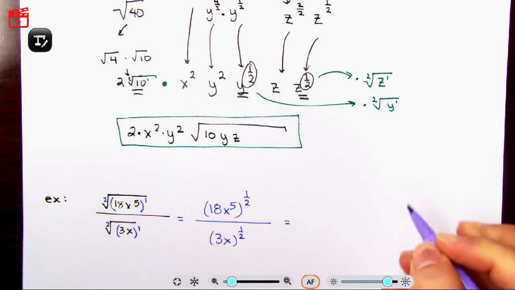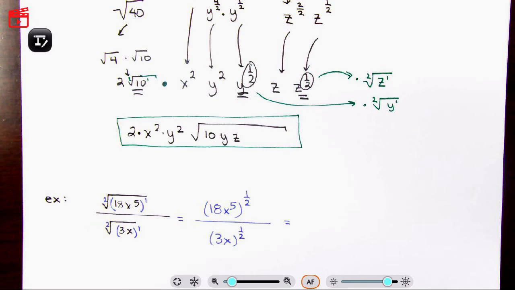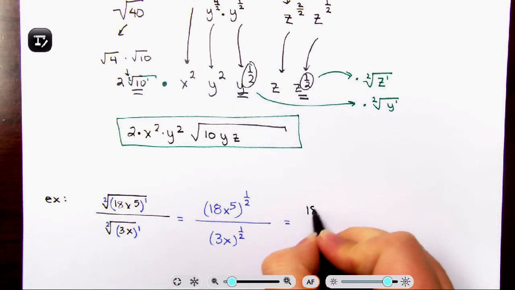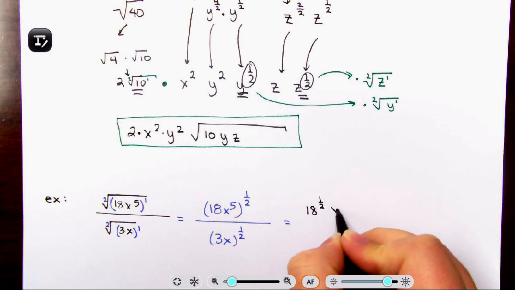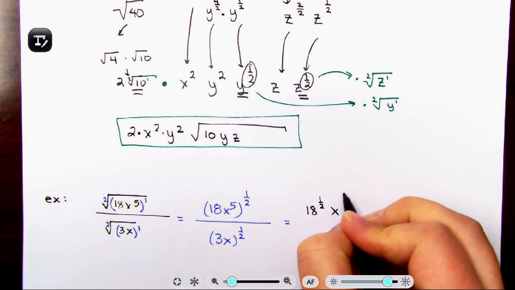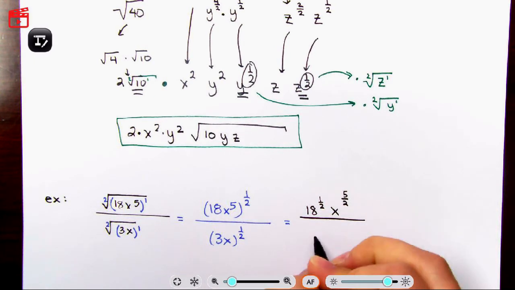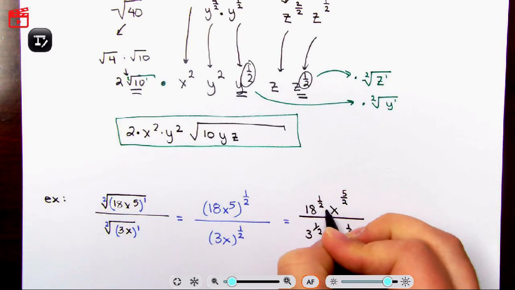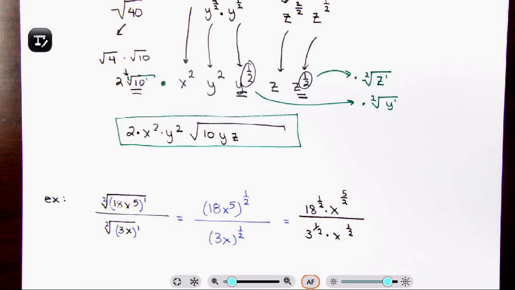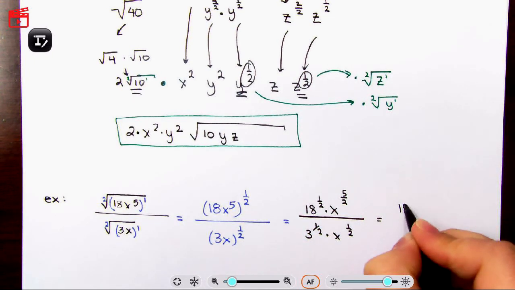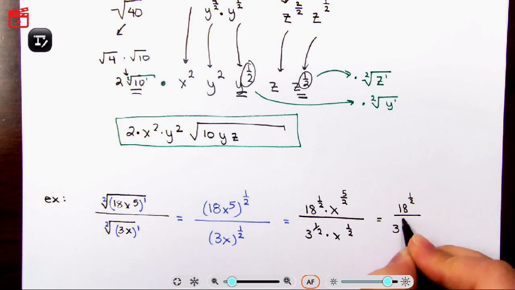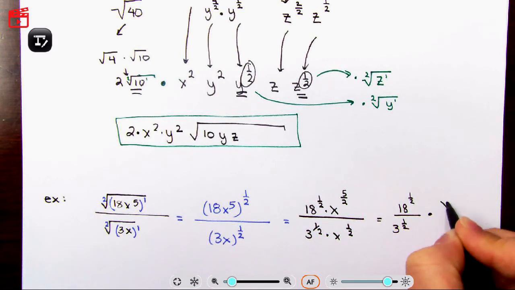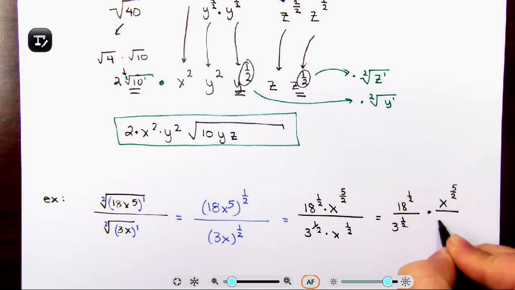Here again, we're using the power properties. So I have 18 to the 1/2 times x to the 5/2. Here I have 3 to the 1/2 and I have x to the 1/2. Now, this is where it's pretty cool when you have these exponential properties because I can split this up. And again, multiplication because it's king. I have 18 to the 1/2 power divided by 3 to the 1/2 power. That's being multiplied by x to the 5/2 divided by x to the 1/2.